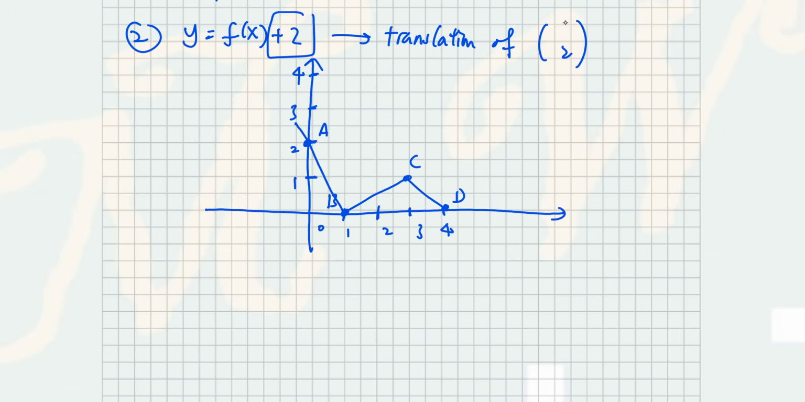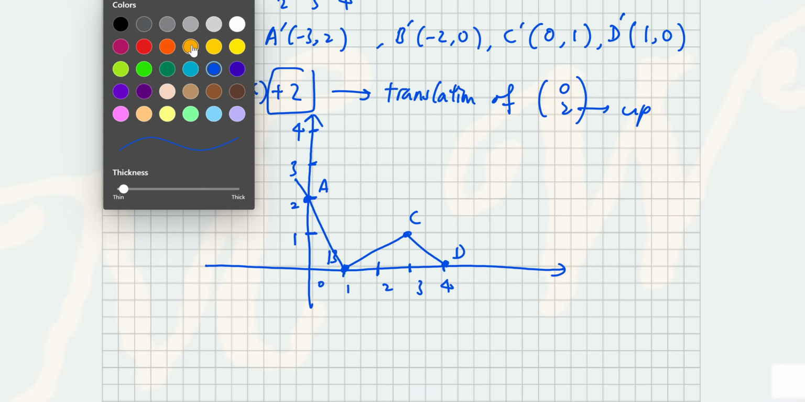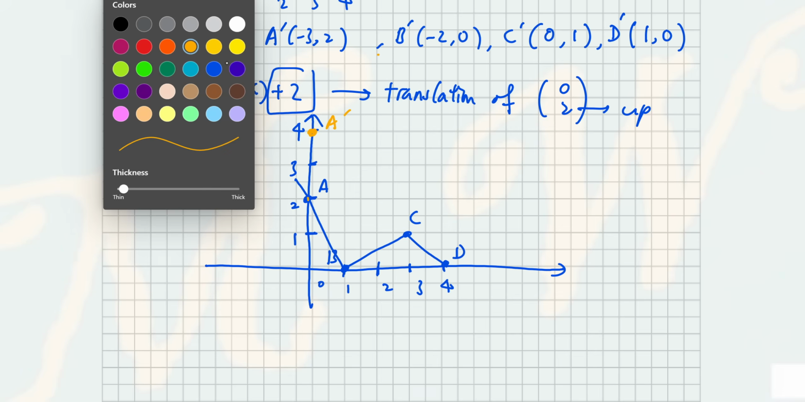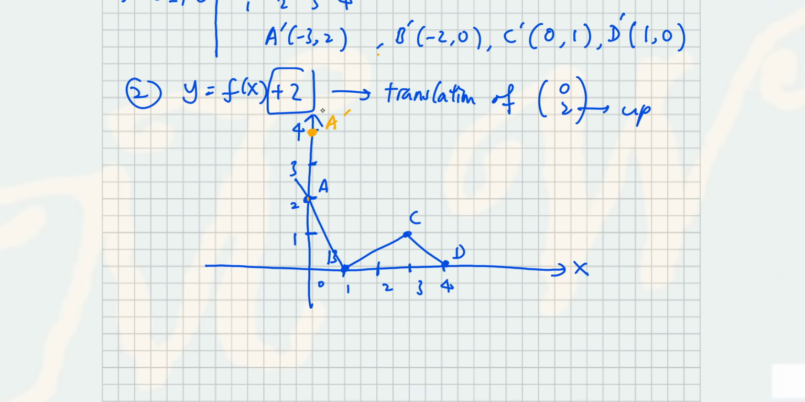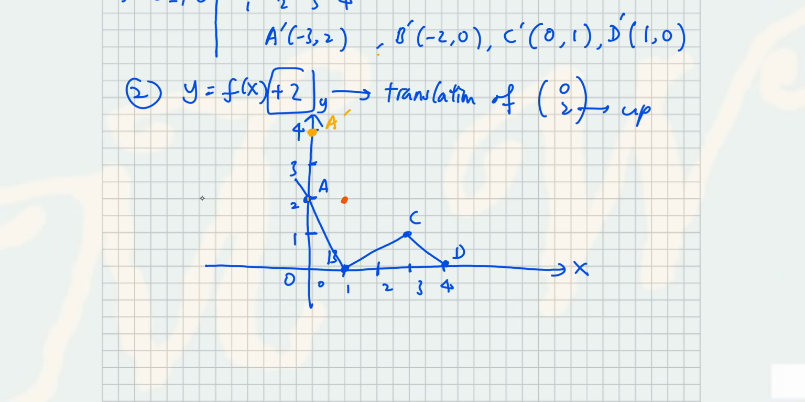So when it is a translation of (0, 2), basically you are moving up the whole graph by 2 units. So from here, instead of 2, it becomes 4. Okay, this is my A prime. When the point B is on the x-axis, this is the x-axis, this is the y-axis, this is 0. So now you move up the whole graph. When I move up the whole graph by 2 units, it becomes A here.